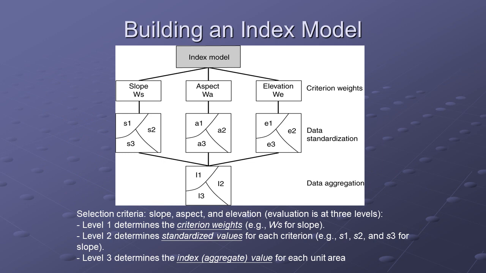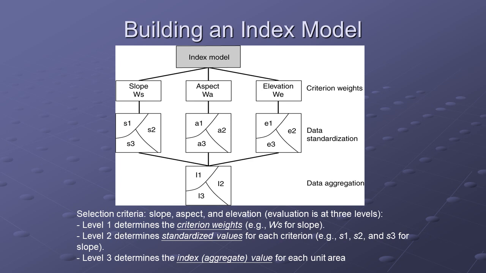So here's an idea of how to build an index model. Pretty straightforward. We have these 3 different data layers: slope, aspect, and elevation. This is a pretty good example of how you would build an index model for, say, a cabin location. So we have maps of slope, aspect, and elevation. And we assign a weight as to which one we think is the most important of the 3, the second most important, and the least important. We standardize our values because slope is in percent, aspect is in degrees, and elevation is in feet. You can't add those together and get a meaningful answer.